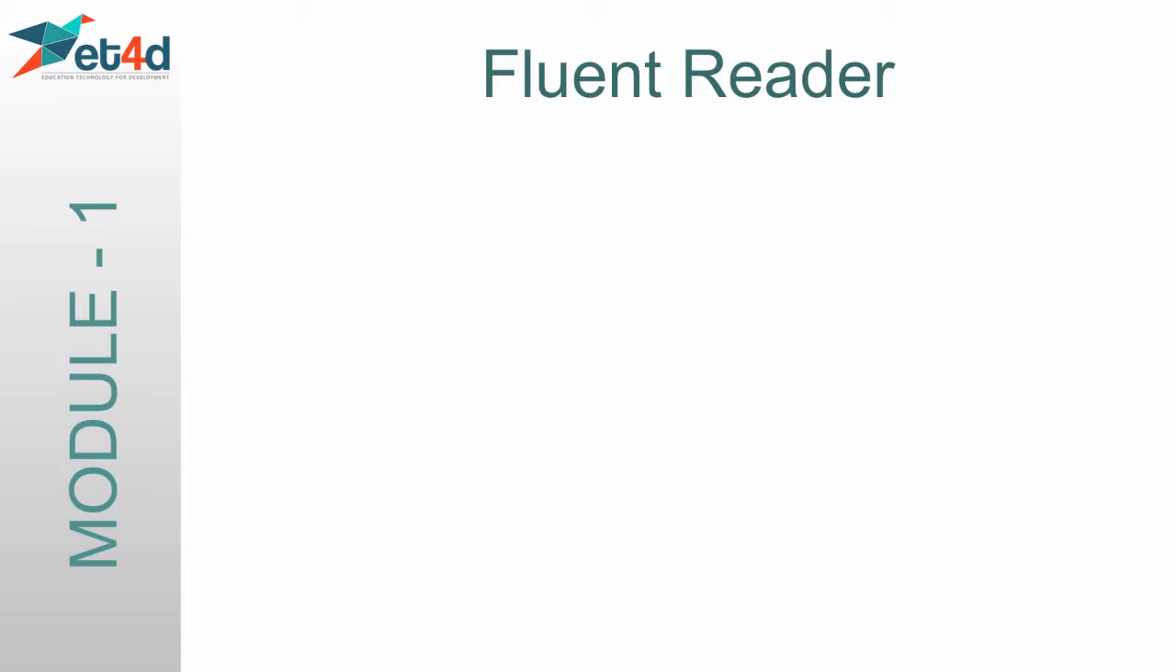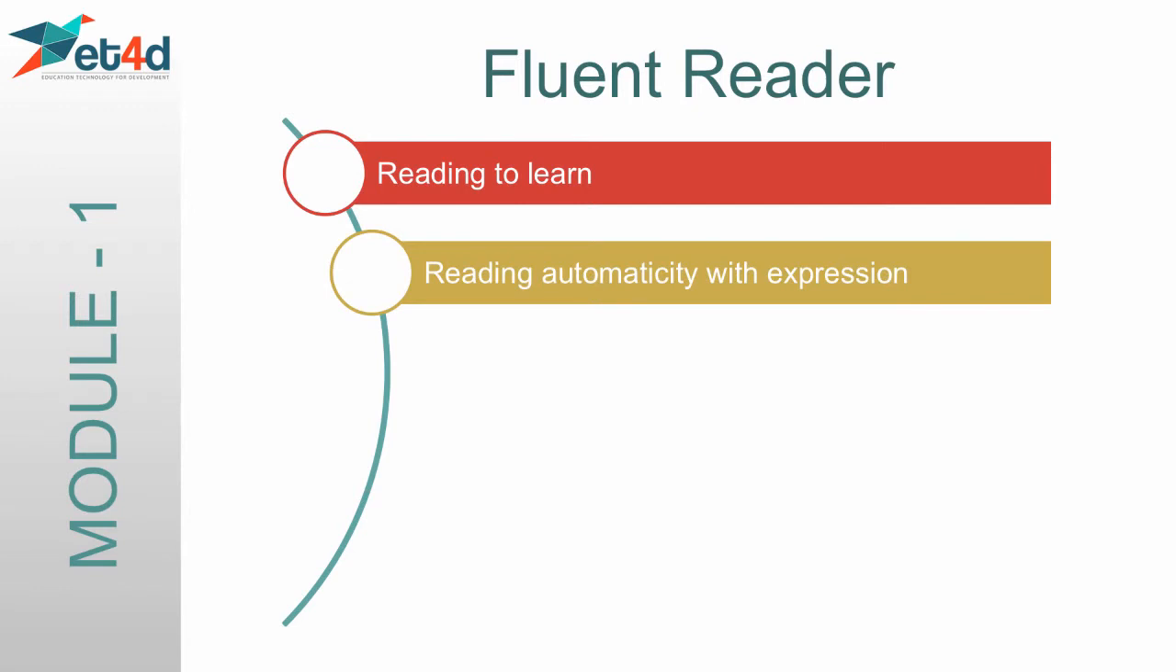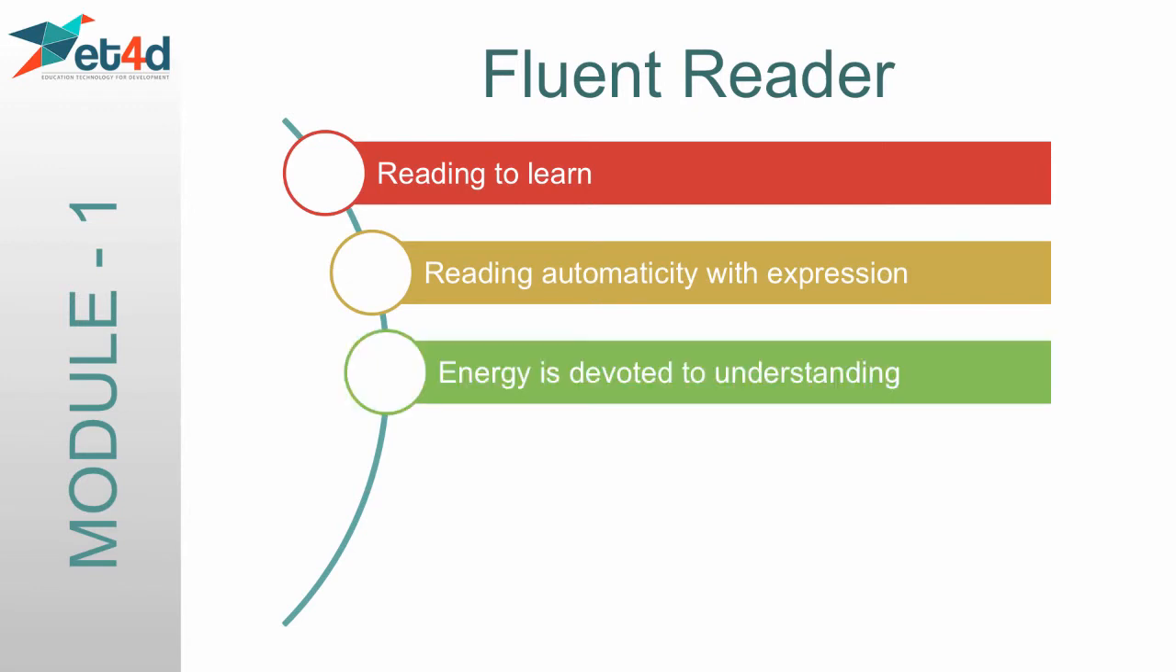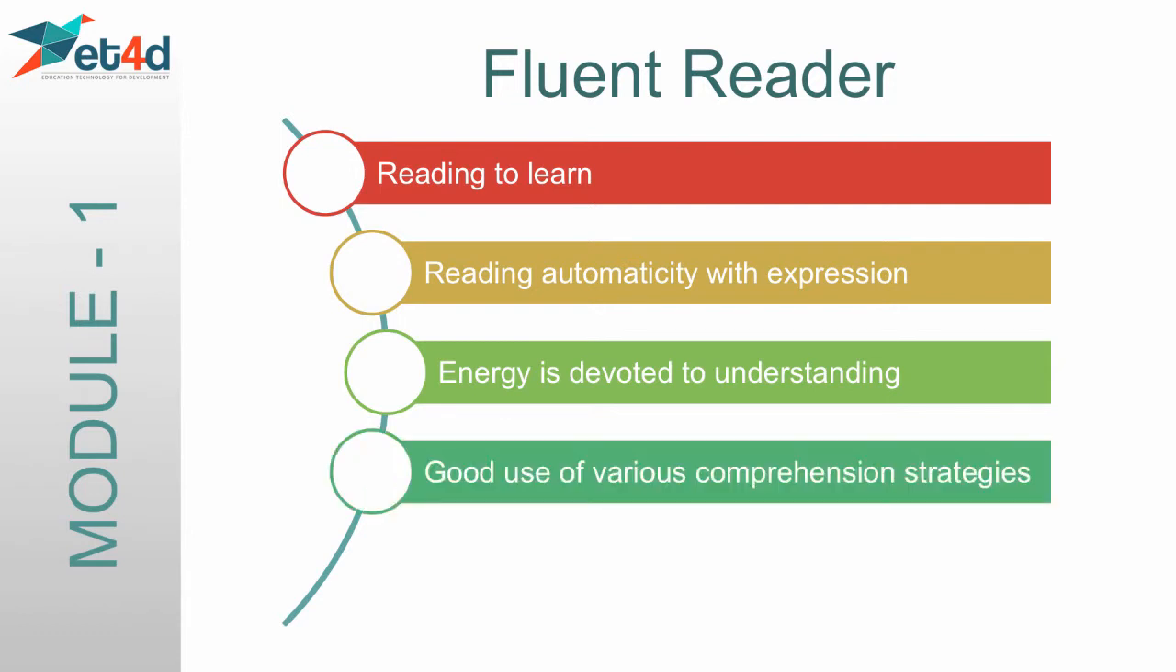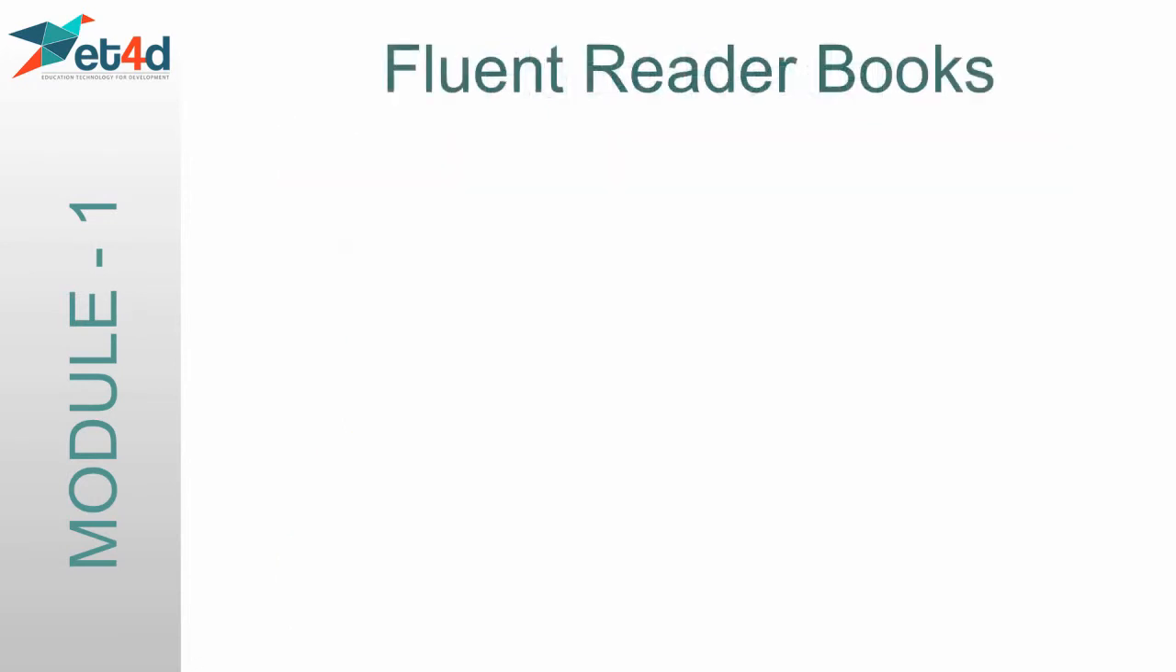Fluent readers have successfully moved from learning to read to reading to learn. Their reading is automatic and is done with expression and proper pauses. Their energy is devoted to understanding, and they have good command and use of the various comprehension strategies. These students read a wide range of text types and do so independently. They will continue to refine and develop their reading skills as they encounter more difficult reading materials. But for the most part, they are capable of improving their reading skills and selection of materials independently through increased practice.